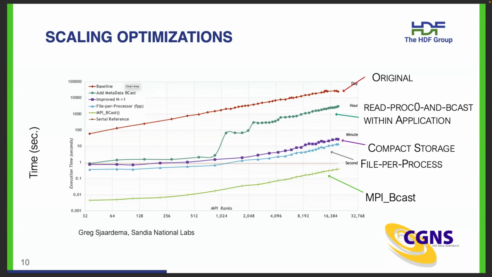And then we also have an option in CGNS where you can use compact storage instead. And that really helped performance. And then he compared it to just doing a file per process, which is the blue curve here. And basically, the compact storage scales the same as an MPI broadcast.